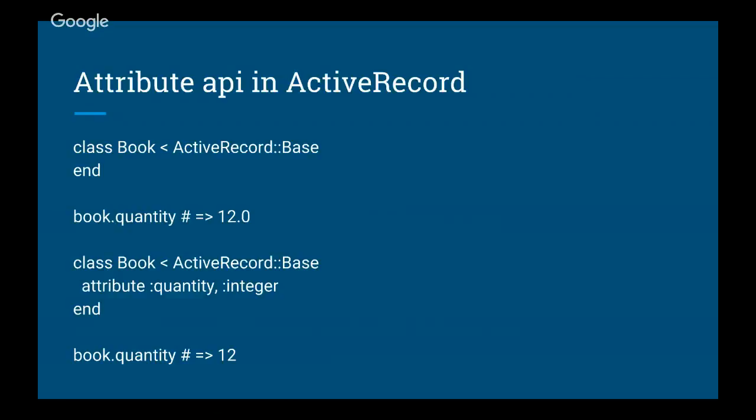This is how we do. Class book, we inherit that. Set the attribute quantity as integer. Then when you take it, it will only show you the integer part. So if we create an instance, pass a float value and save it to the DB, we save it as float in the DB.